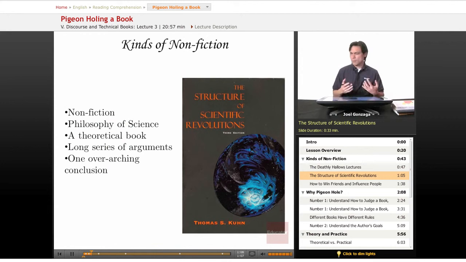Here's a much more complicated book. Well, The Structure of Scientific Revolutions by Thomas Kuhn. This is definitely nonfiction. And it's not about science, believe it or not. It's about the philosophy of science. Definitely a theoretical book. This book is organized in a long series of arguments and it has one overarching conclusion.